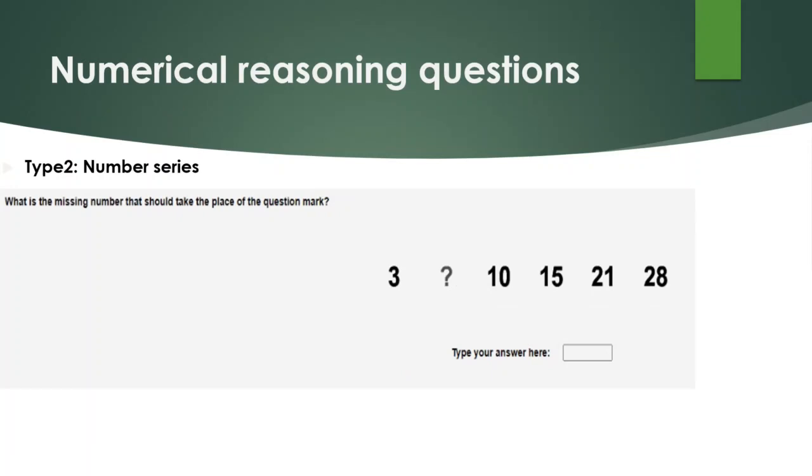Next, let's move to type 2 questions, number series. What is the missing number that should take the place of the question mark? As we can see, there are 7 differences between 21 and 28, 6 differences between 15 and 21, and 5 differences between 10 and 15. Since the difference results are 3, 4, 5, 6, 7, that should be the sequence in the correct order. So the correct answer is 3 plus 3, or 10 minus 4, which is 6.